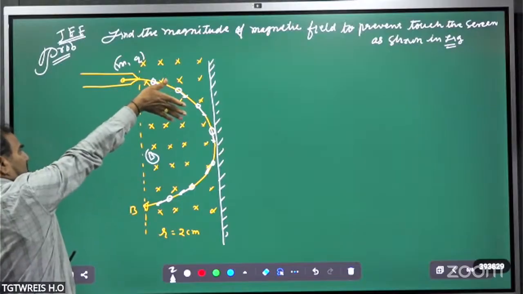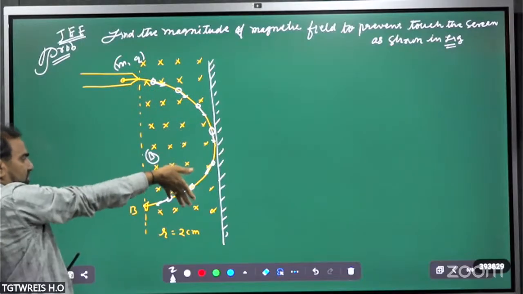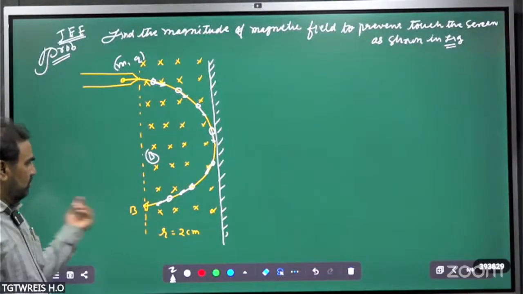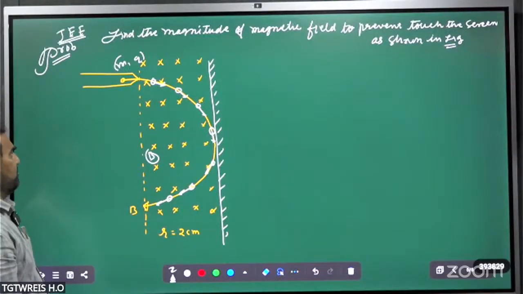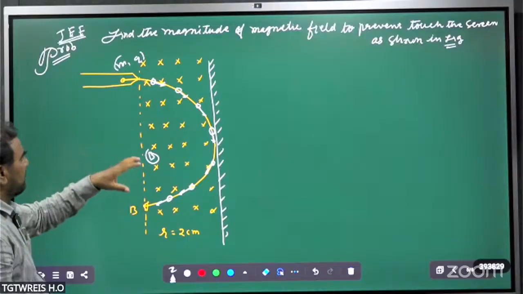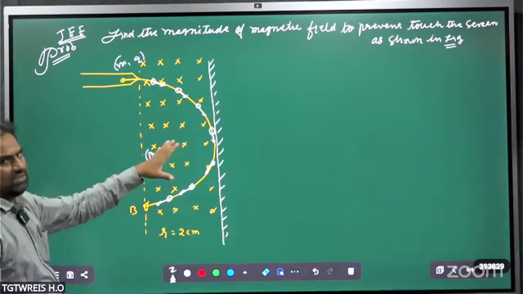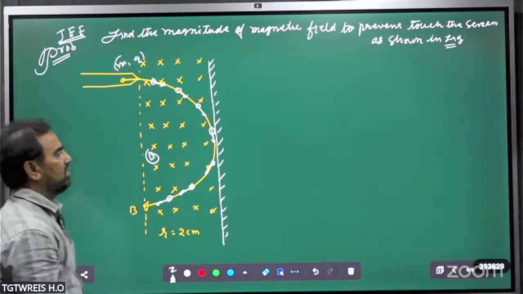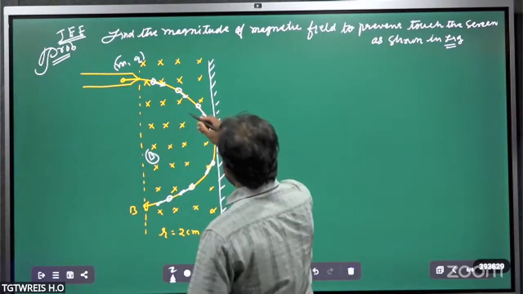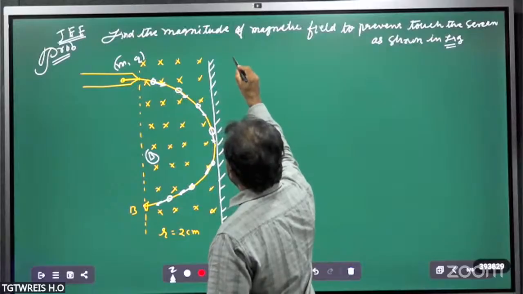This is the motion. Everywhere the force will be acting in this direction, so it moves along this path. The radial path is given by what? The kinetic energy is equal to the electrostatic potential energy, look. Therefore, the radial path is given by R.